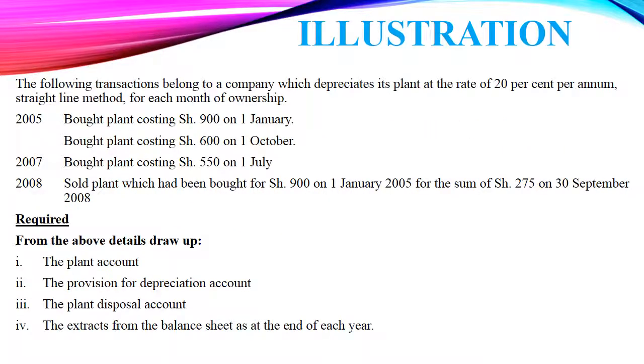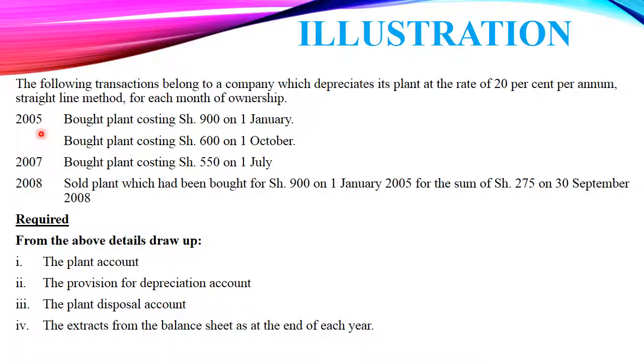To understand the disposal of assets, we are going to look at an illustration, and this illustration is going to help us understand how to treat a disposal of an asset in an organization. So the illustration reads that the following transactions belong to a company which depreciates its plant at the rate of 20% per annum, straight line method, for each month of ownership. So you're given the transactions from the year 2005 all the way to the year 2008.